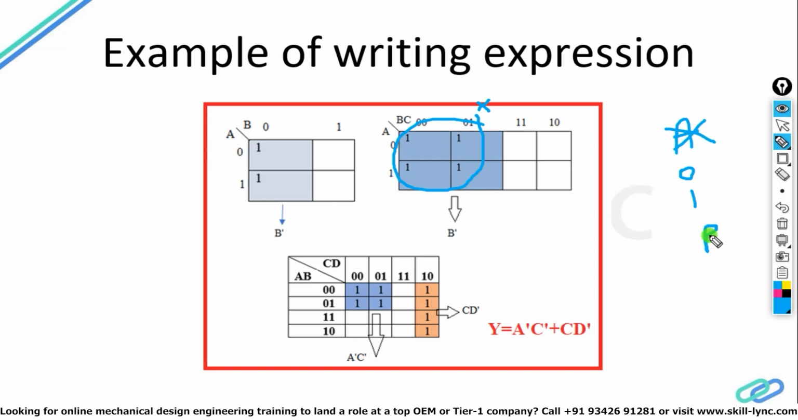But in case of B and C, if you see the above side, this one corresponds to 0, 0. Just write down 0, 0. This one also corresponds to 0, 0. This one corresponds to 0, 1. Just write 0, 1. And the last one also corresponds to 0, 1. That's why 0, 1.